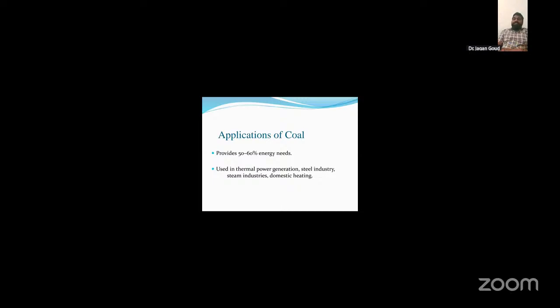Steam industries: used as a fuel in boilers to generate steam for industrial processes. Domestic heating: used in homes for heating and sometimes cooking, especially in colder regions. Some key ideas: coal is a versatile fuel, used in electricity production, heavy industries, and heating, making it a backbone of the conventional energy system.